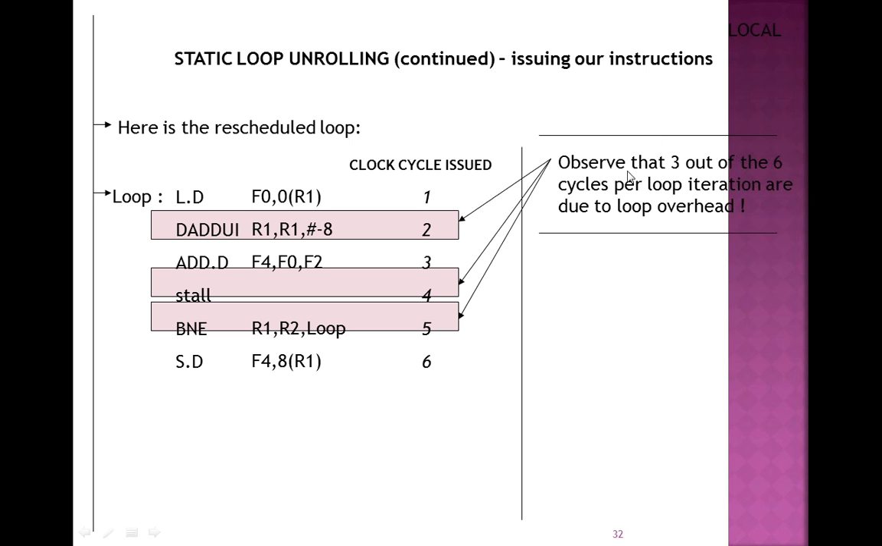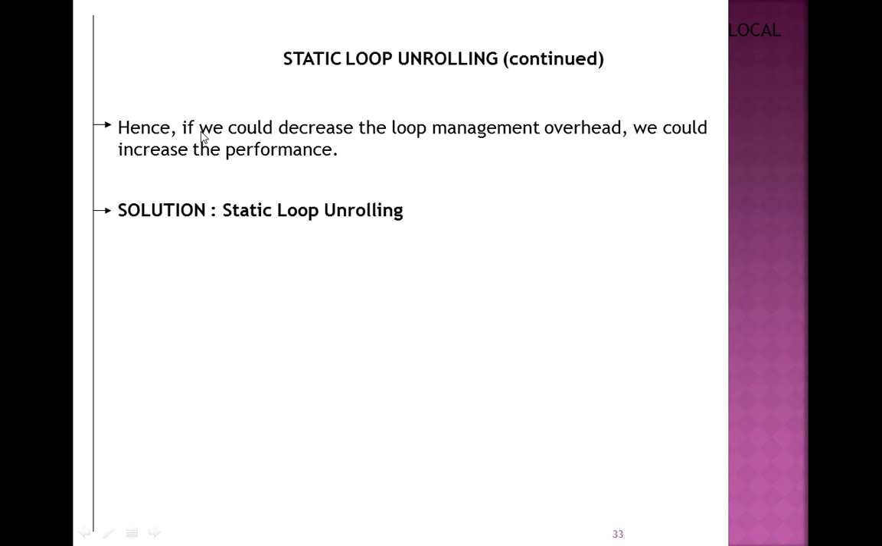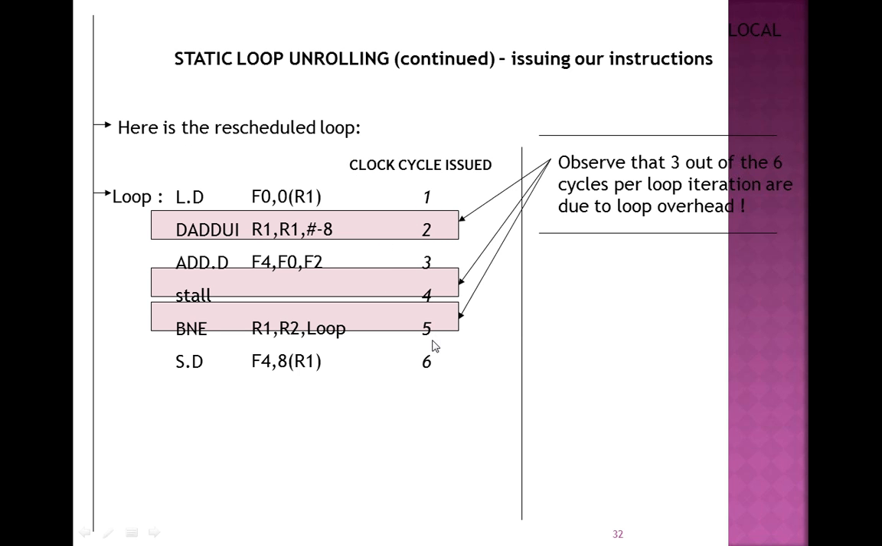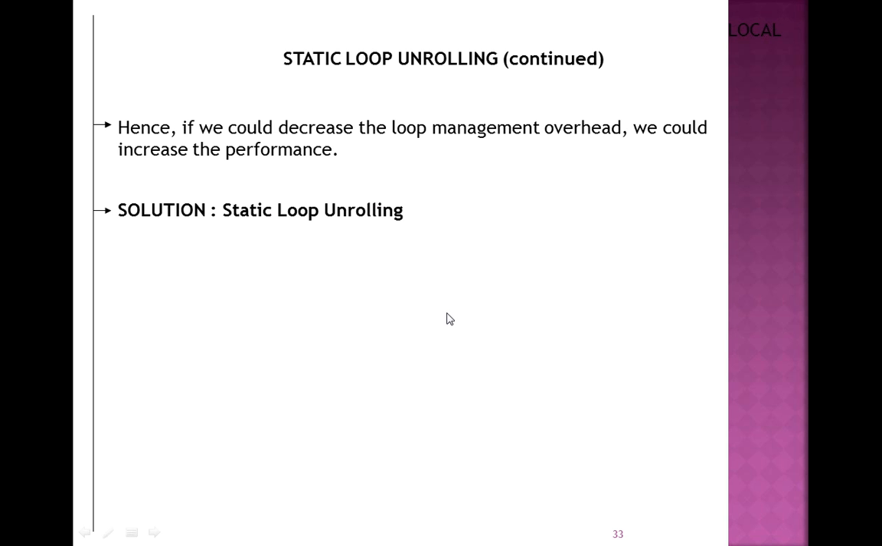Observe that 3 out of the 6 cycles per loop iteration are due to the loop overhead. That is your next part. Hence, if we decrease the loop management overhead, we can increase the performance. So if we decrease the number of overhead cycles, then we can improve the performance.